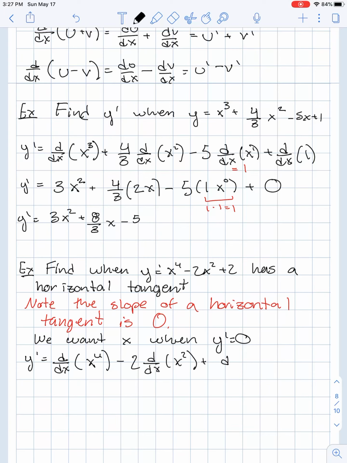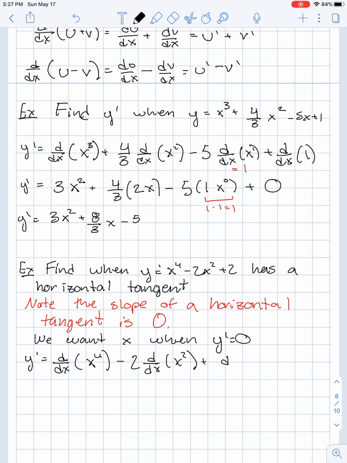So this one's a little crazy. So d dx of u divided by v equals v times du dx minus u dv dx, all over v squared. All right.